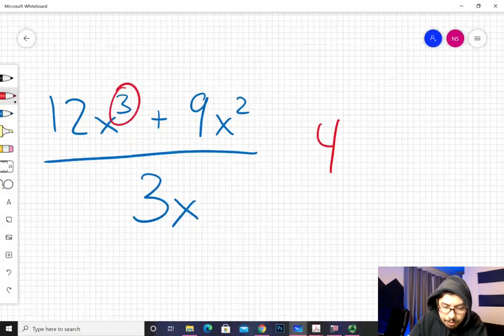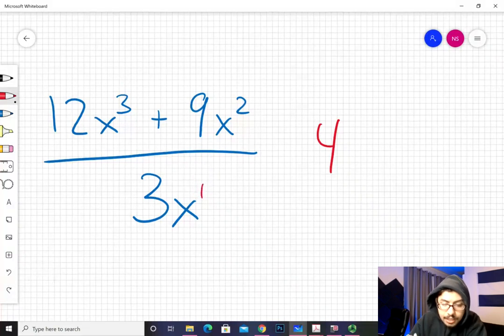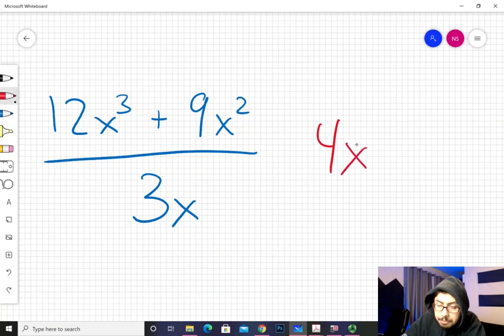This 3 from that x minus this 1. Because remember, any standalone variable is to the power of 1. So 3 minus 1, that's what gives me my x squared. And then we just do the same thing.